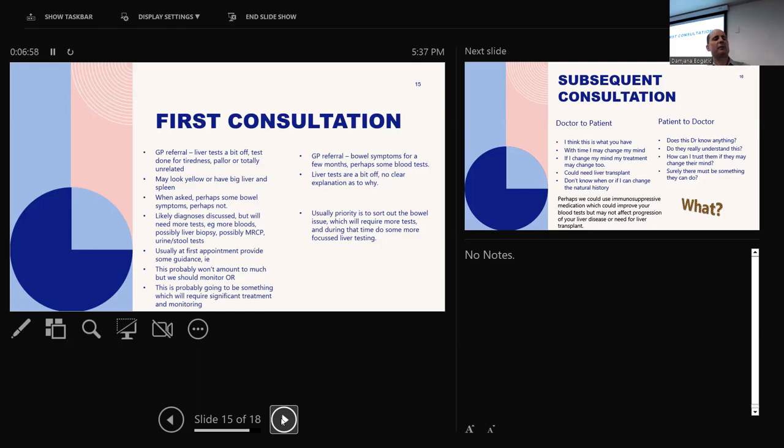And so at that point, you'll talk about the most likely diagnoses. You'll almost certainly at this point need more tests, whether it's blood tests, stool tests, maybe urine tests, imaging tests. And usually at that first appointment, you'll be able to provide some sort of guidance along the lines of, look, I really think these abnormal liver tests probably aren't anything too bad. They're probably going to get better, but we'll still monitor it.